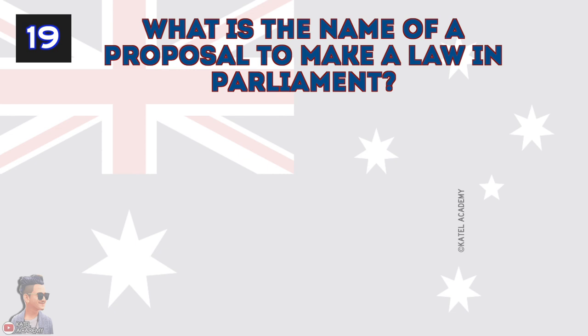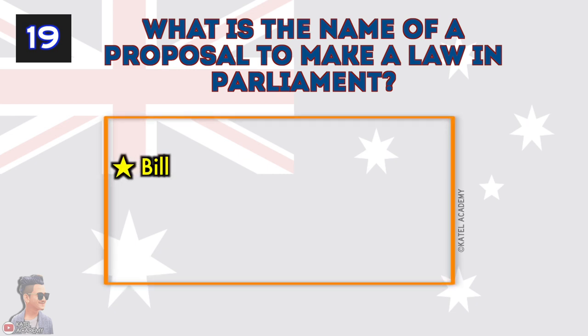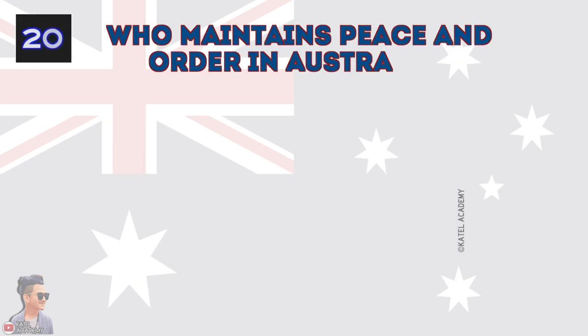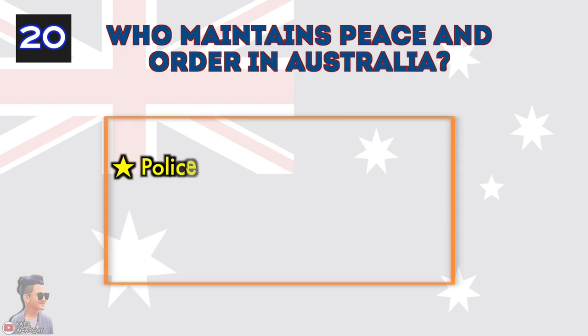What is the name of a proposal to make a law in Parliament? Bill. Who maintains peace and order in Australia? Police.